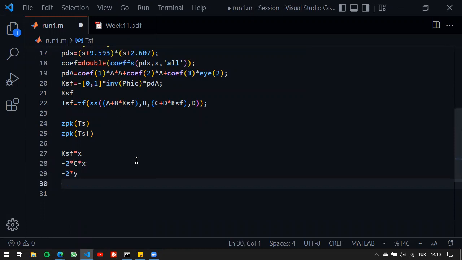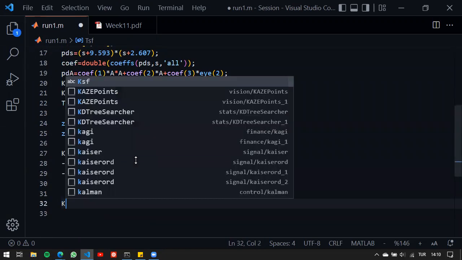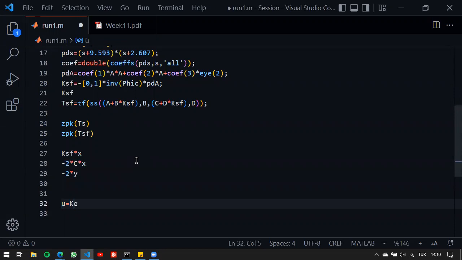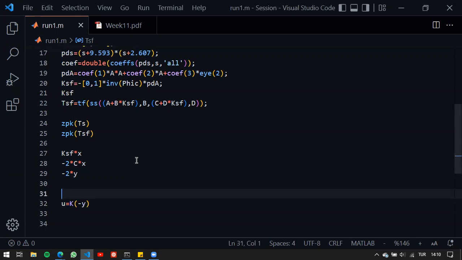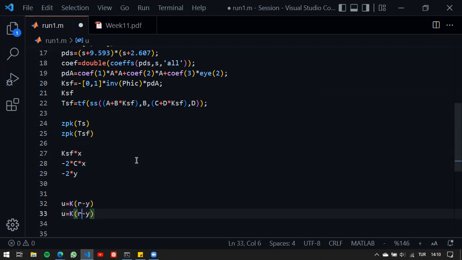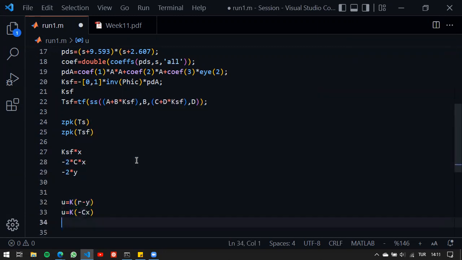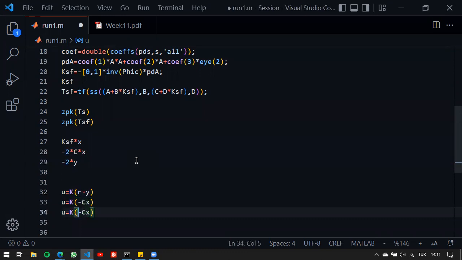And you can see why we have minus 2y, because ideally, U is equal to K times E. And E is equal to R minus Y. And if R is equal to 0, then we have K times minus Y, or minus Cx, or even minus KCx, which is exactly the thing that's happening here. Exactly here.